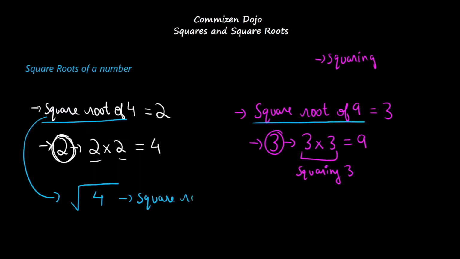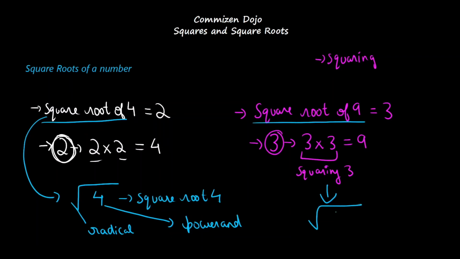Now you're going to ask, what is this little logo? What is this? Well, this little design over here is called a radical. And the number inside the radical, that is 4, is also called the power end. Now this means that we are finding the square root of 4. This means the square root of 4. Great. So you can also show the square root of 9 as this. This also means the square root of 9.